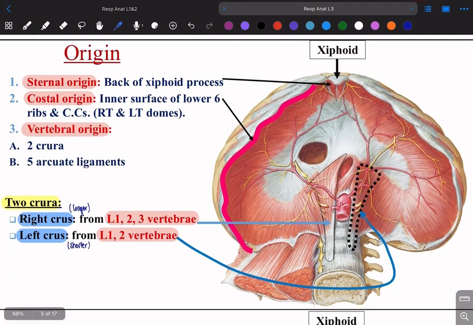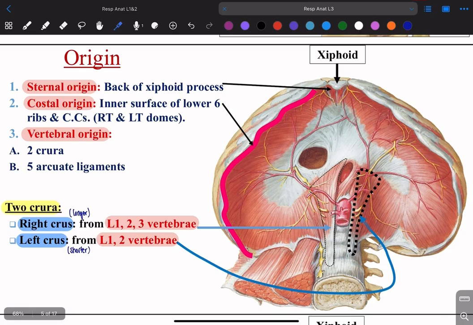Starting off with the origin. So it has three origins. The diaphragm has three origins. The first origin is the sternal origin. The sternal origin means it's coming from the sternum. Okay, so if you remember, the last part of the sternum was the xiphoid process. So the xiphoid process is gonna be the sternal origin for the diaphragm.